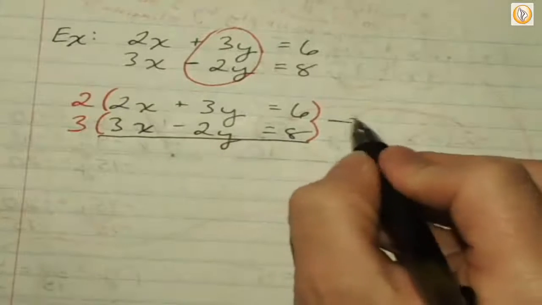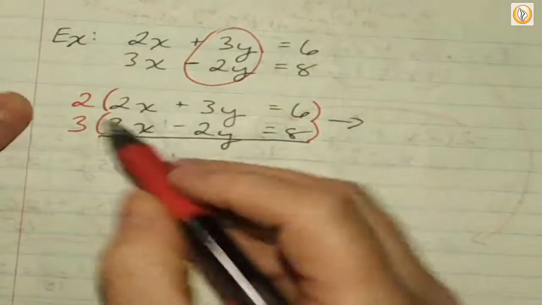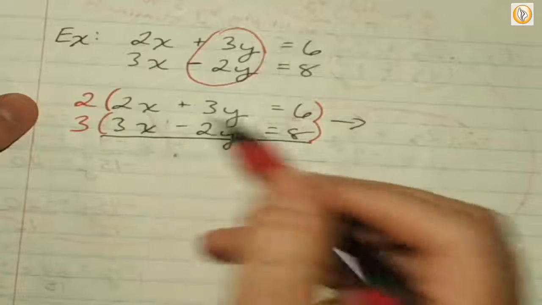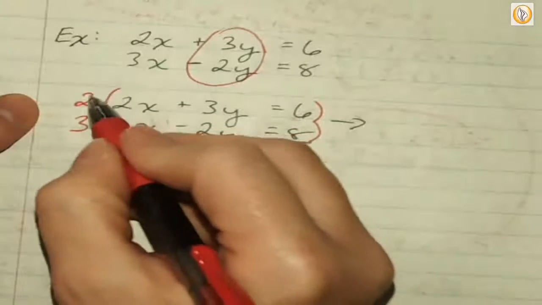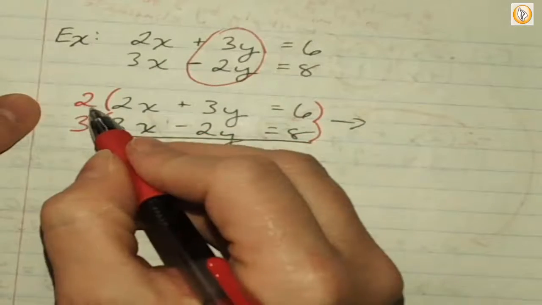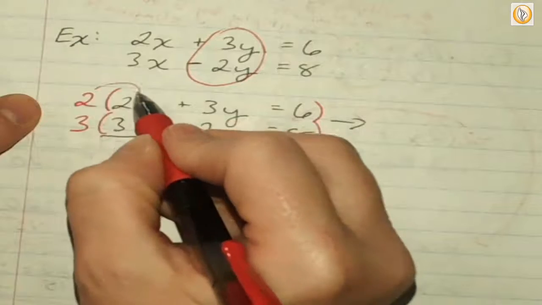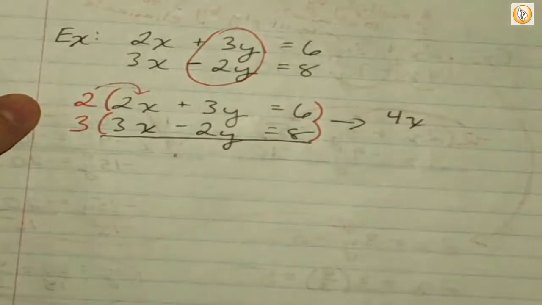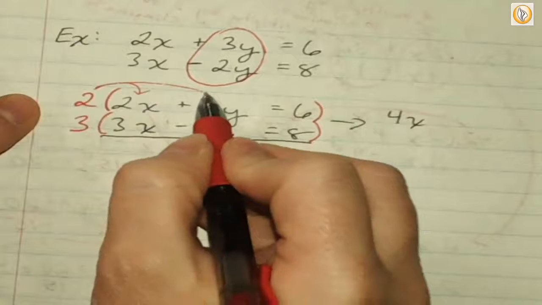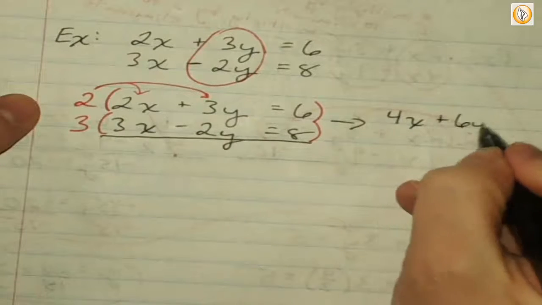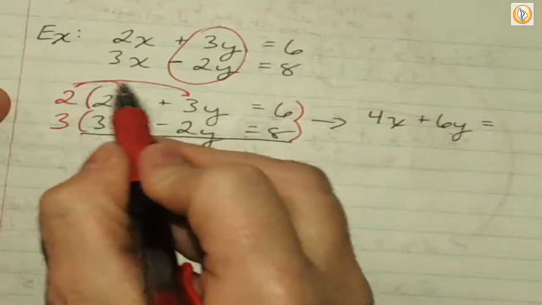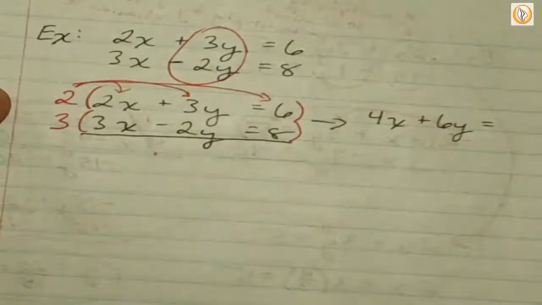Watch what I do. If you are confused, watch what I do. Again, we're going to multiply everything in the parentheses by the number out here. 2 times 2x is 4x. Distributive property. 2 times 3y is 6y. 2 times 6 is 12.